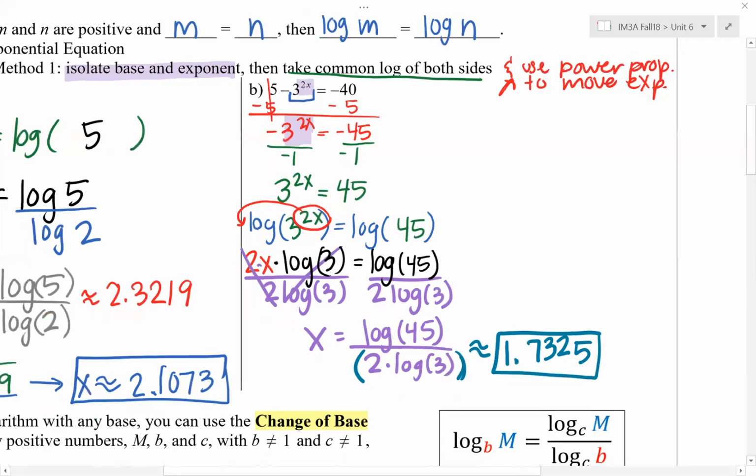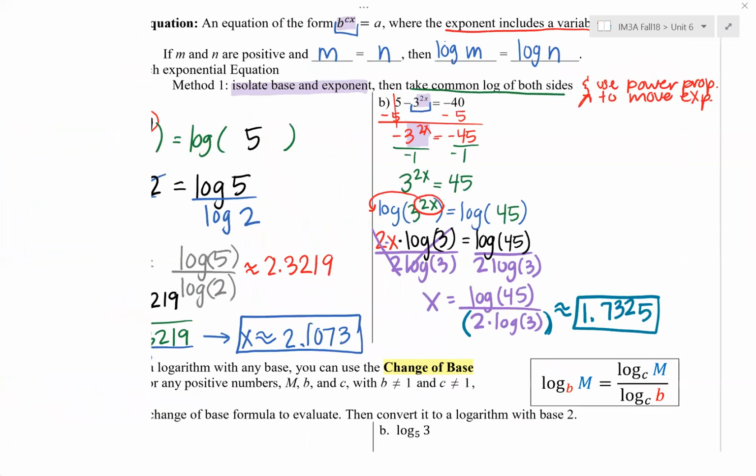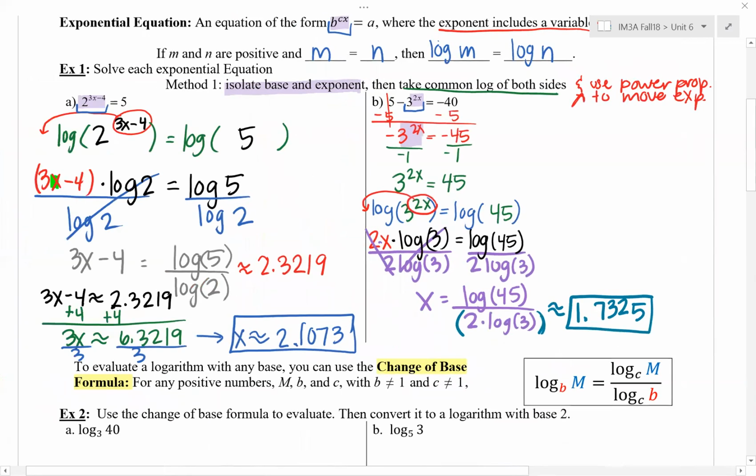Okay, so that was one method. What you'll notice is that, for example 3, I actually gave us the exact same problem, so we could see what happens when we change the method and make a decision for ourselves which method we prefer. In this method, we isolated the base and the exponent, and then we took the log of both sides. The big idea was to use that power property to move our exponent to the front of that log on the left. And then we did some inverse operations to get x by itself.